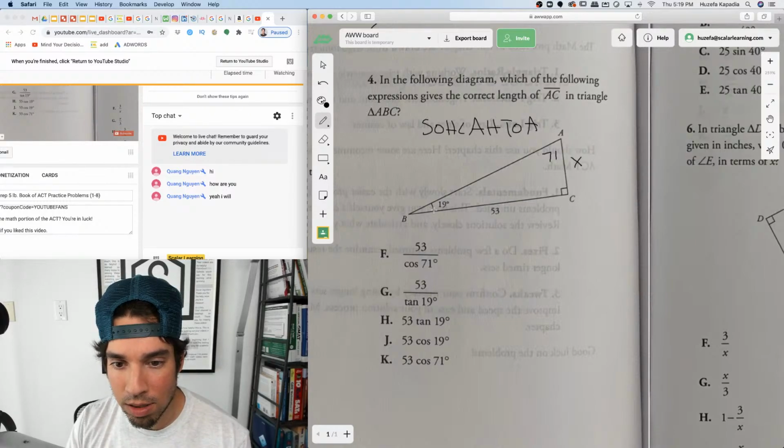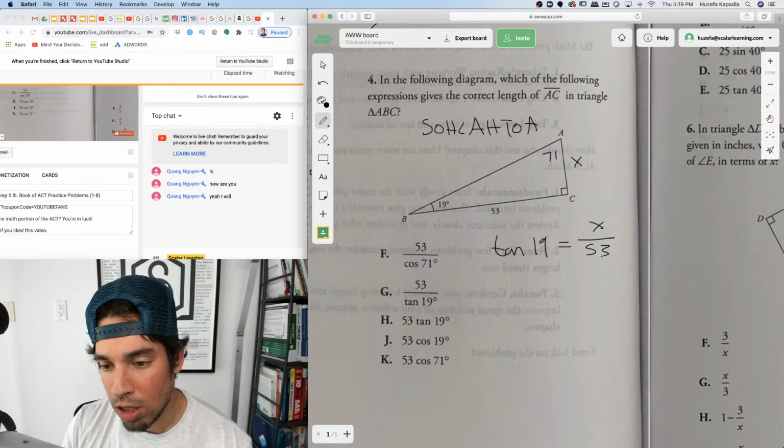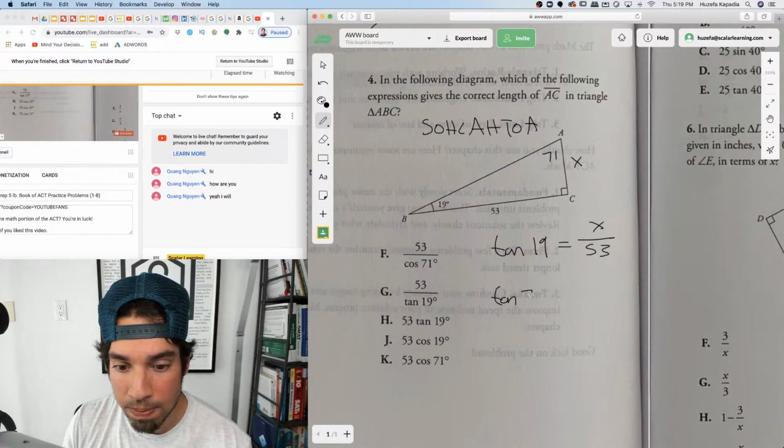Well, what about sine? No, not sine. What about tangent? Tangent of that equals opposite over adjacent. So that's one option. Let's just start there. Tangent of 19 equals opposite over adjacent, which is x over 53. What's another thing? I could also do tangent of 71 equals opposite over adjacent. Now I have 2 expressions.